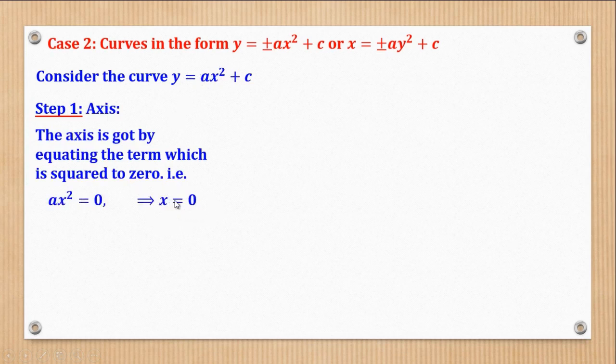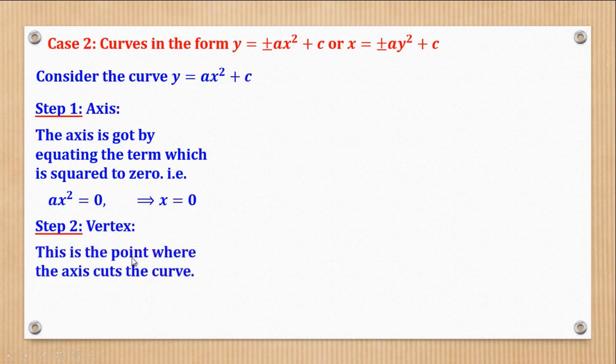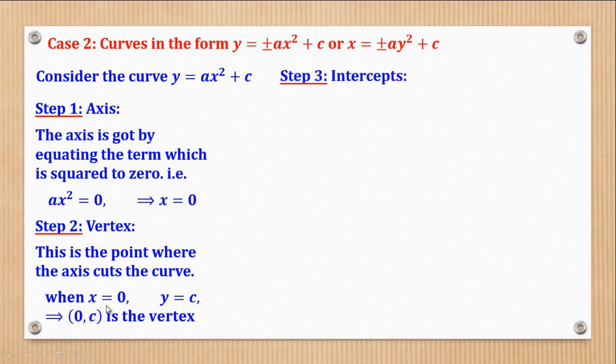So in this case, x equal to 0 will be my axis, and the vertex, remember we say the vertex is the point where the axis cuts the curve. So when x equal to 0, you have to look for the corresponding value of y. So when you put 0 here, you remain with y equal to c. Therefore, the coordinates of the vertex is 0, c. And similarly, also the coordinates of the intercept will be 0, c.